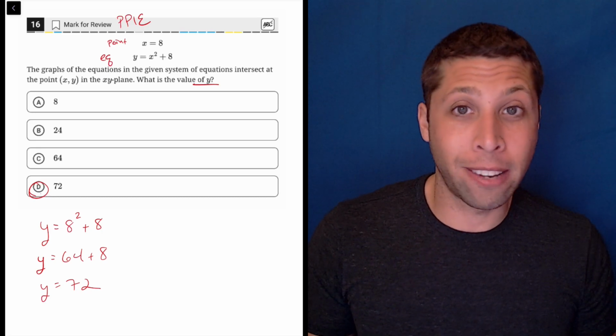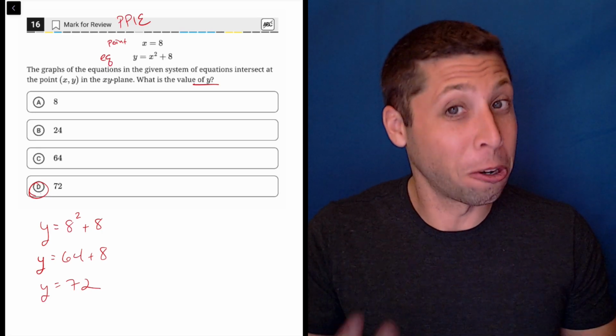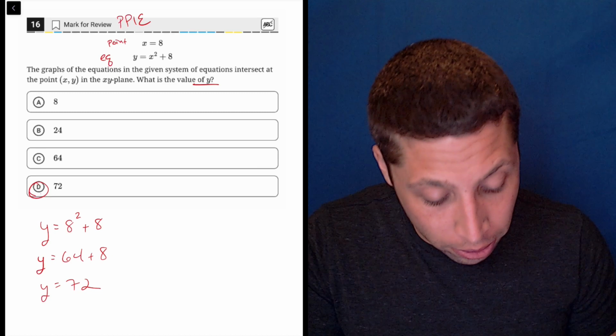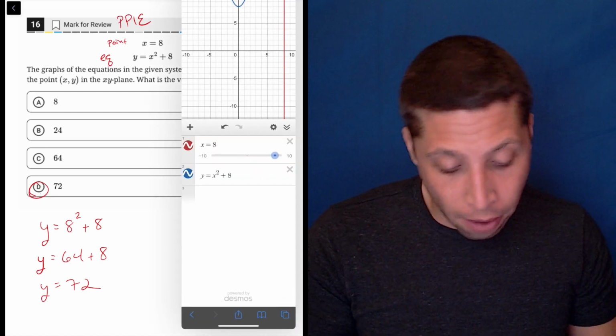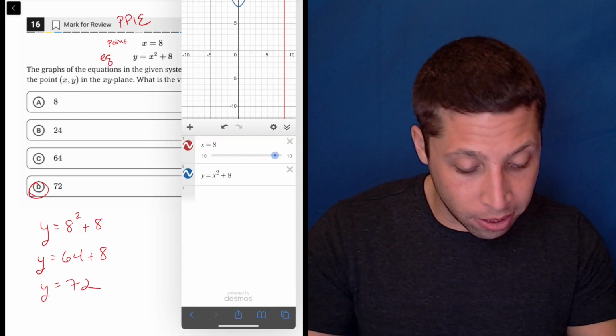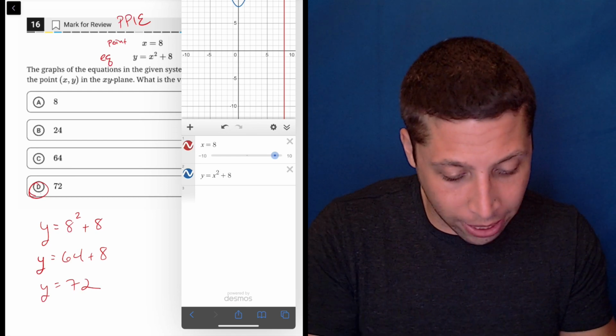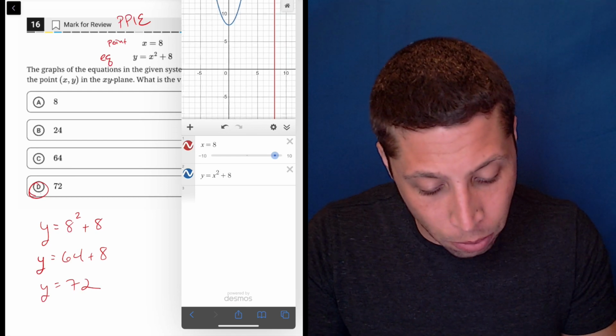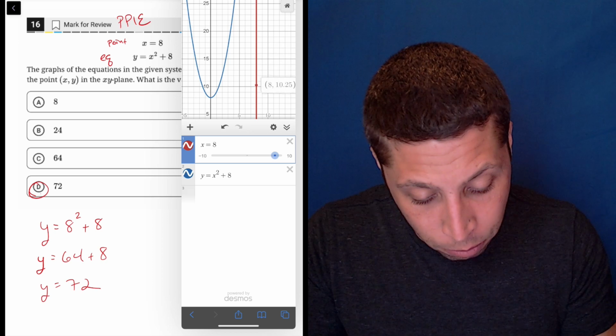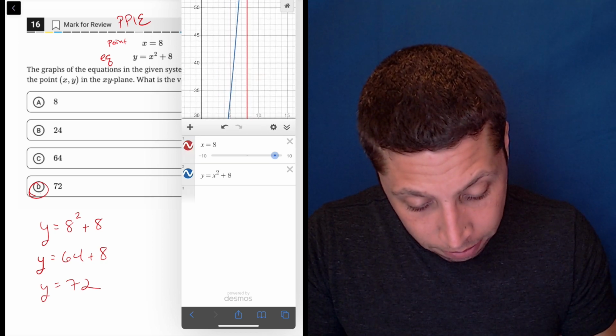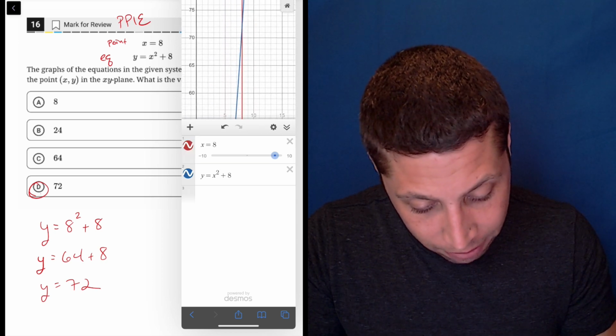If for any reason that felt hard for you or you were just nervous about your answer, you could still put it into the calculator. Here it is. Now, if you don't mess with the zoom, you're going to see that you can't really see much, right? There's the red kind of off to the side, the blue maybe just at the top. So you've got to zoom around and kind of find where they intersect. And it's all the way up here because, as we said, it's 72.